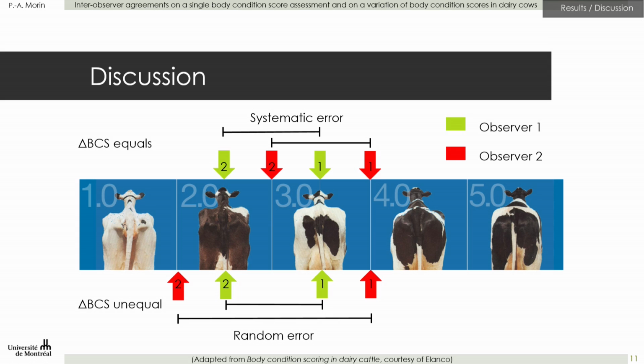So in short, with the results we got in our study, we can say that a systematic error on BCS is not probable, and it is more likely to be a random error.